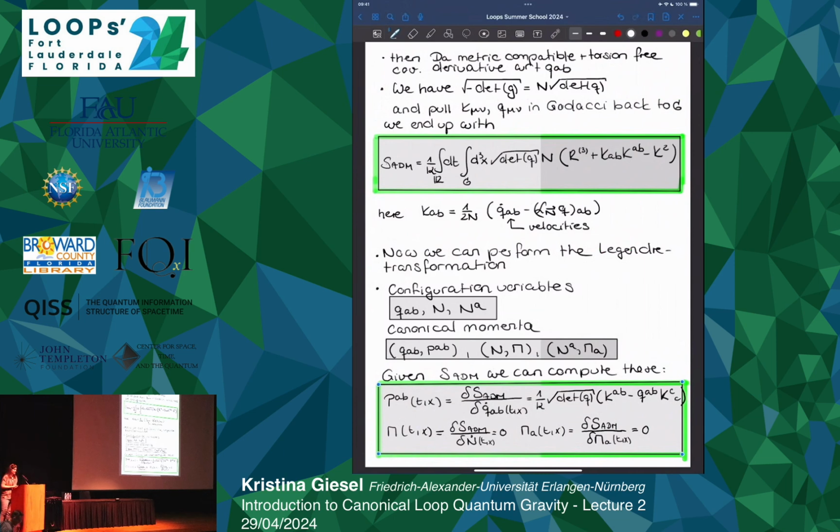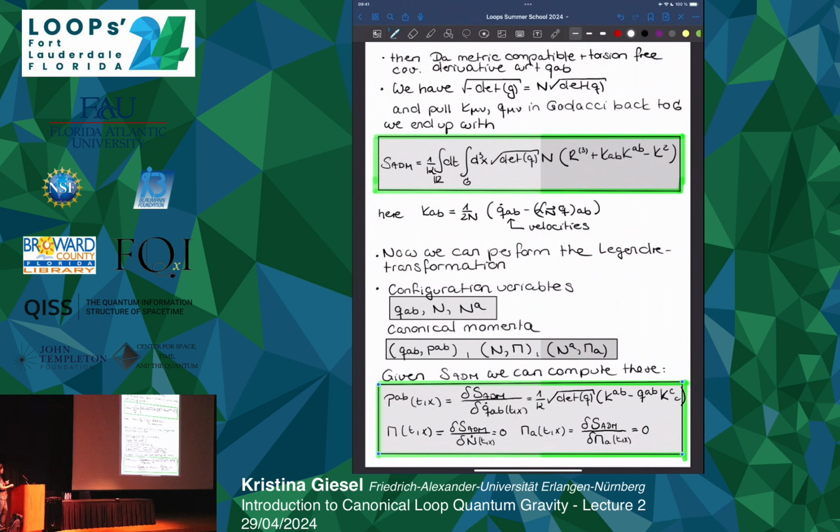So before the break, we basically stopped here. We have now the ADM action written in ADM variables. And now we need to do what we did in classical mechanics and basically perform the Legendre transformation. So now our configuration variables for GR are the ADM 3-metric, the lapse function, and this shift vector.